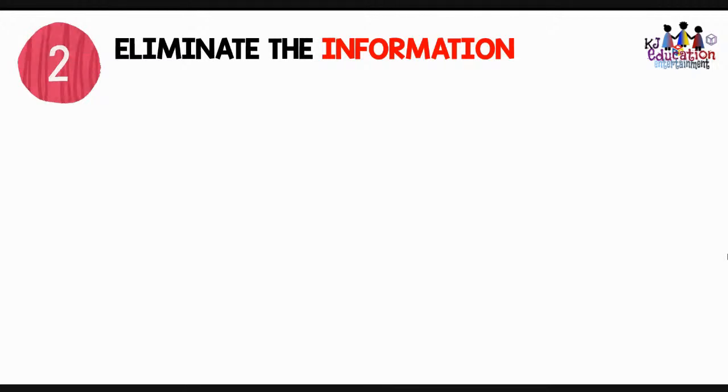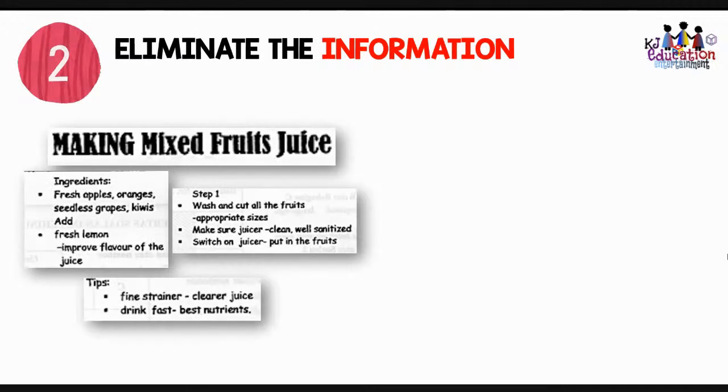What is step two? Can you tell me? After read, what do we have to do? Yes, step two is to eliminate. Very good. So you eliminate the information that is already in the text. That means you remove, you don't need to write them. So let's do this together.